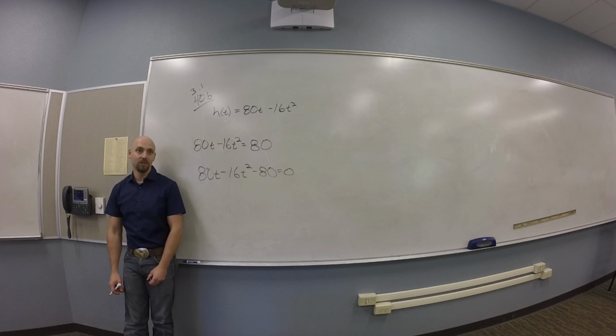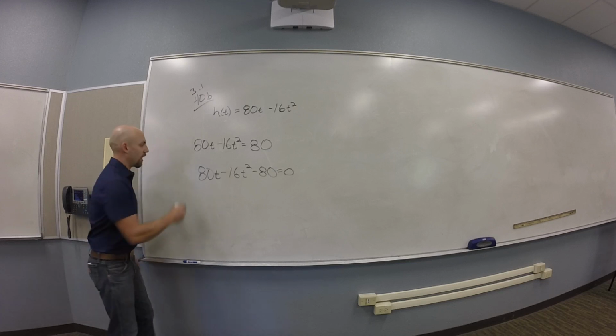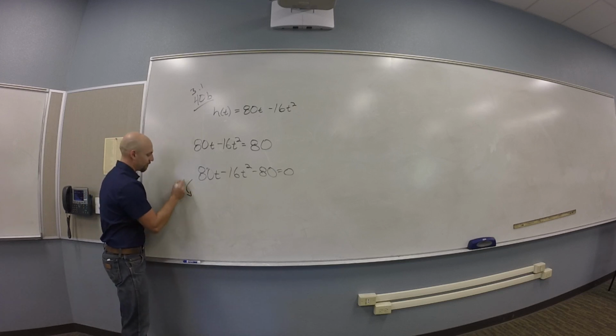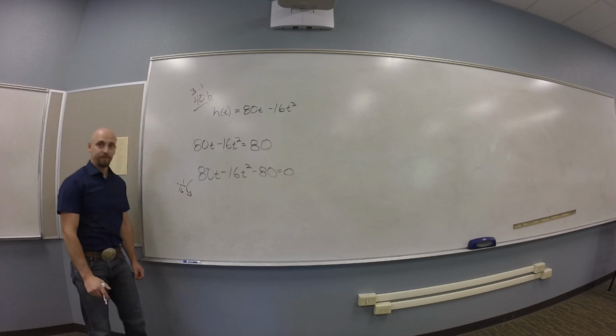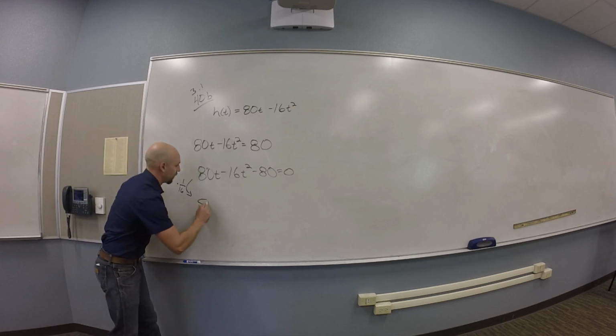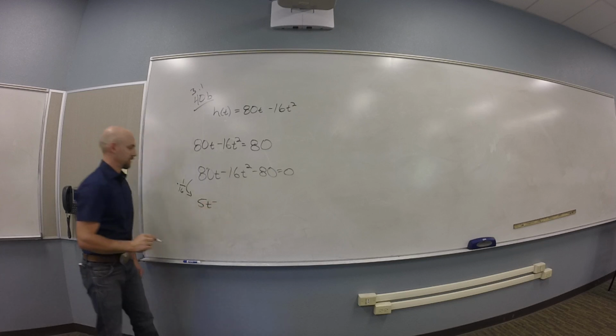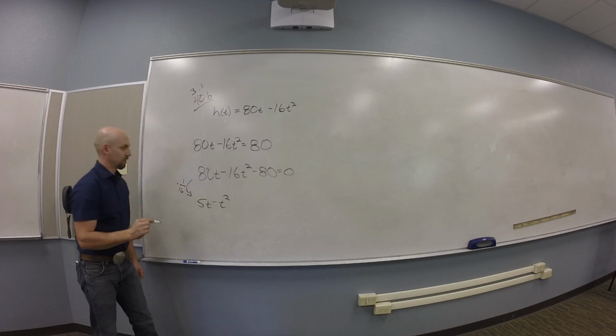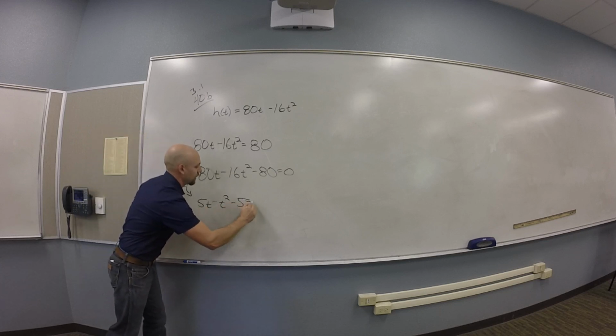That would be an option, but a messy, messy thing. So instead of cramming all this in the quadratic formula, I would first slash everything you can that's common here. So I would multiply everything by 1 over 16. Get 5t minus t squared minus 5 is 0.